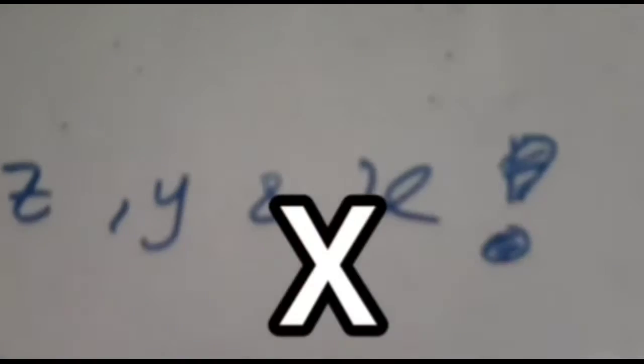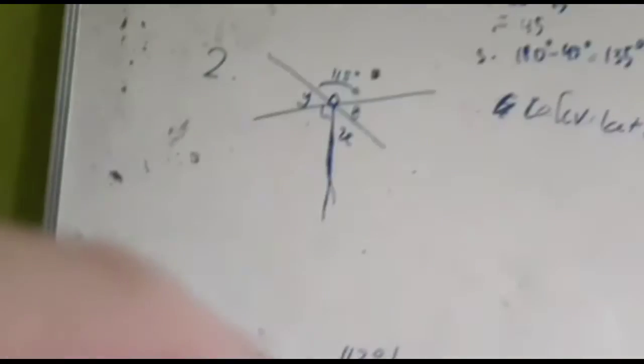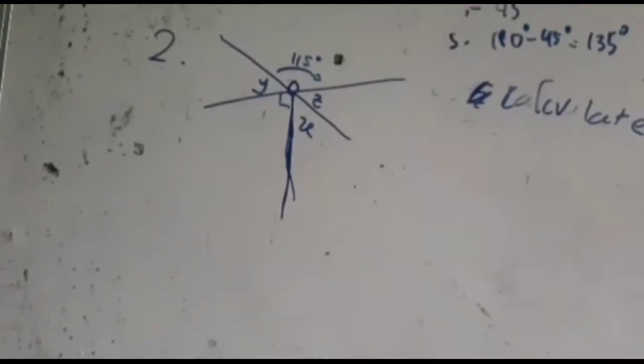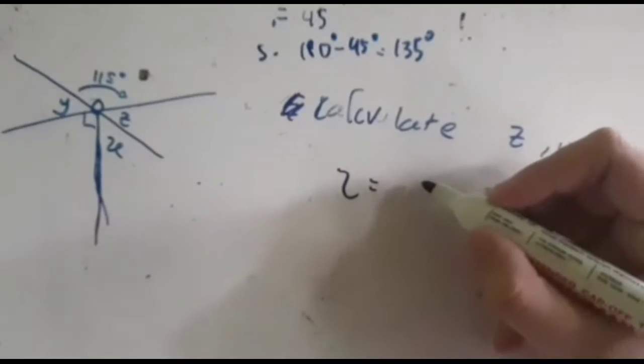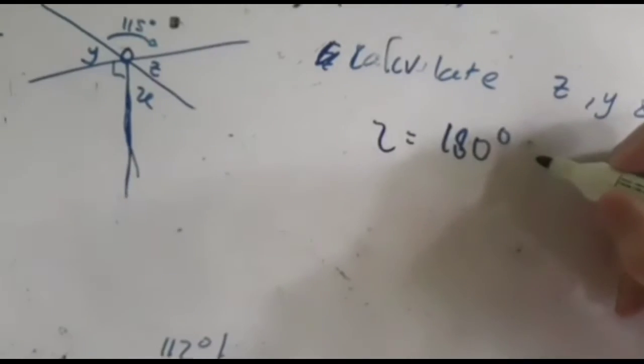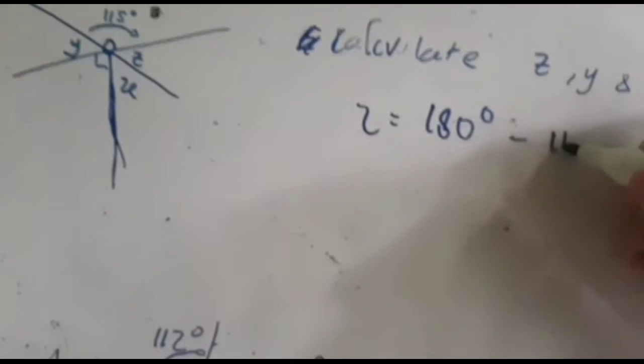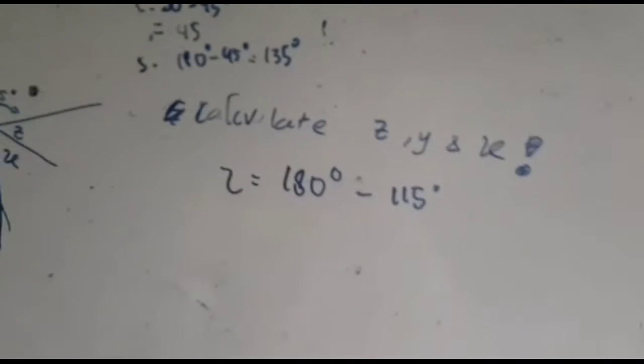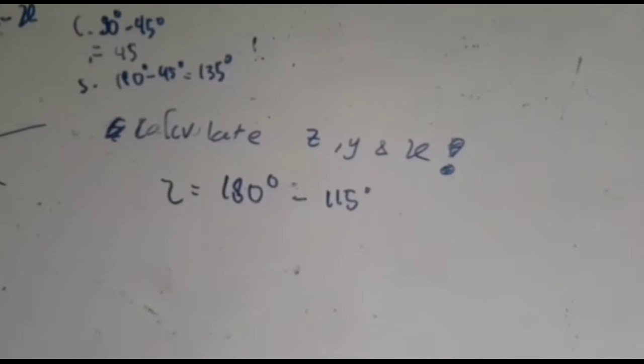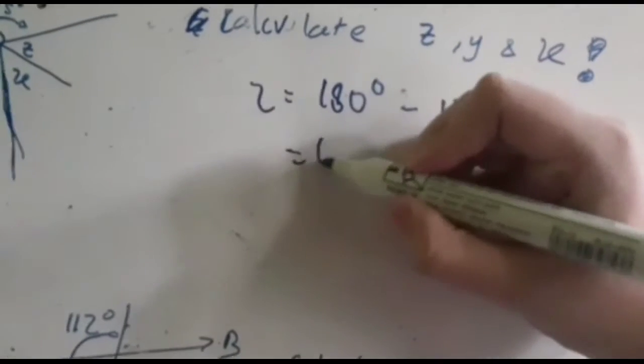Let's calculate z, y, and x. For z, this is a straight line, so z equals 180 degrees minus 115 degrees, and the answer is 65 degrees. So z is 65 degrees.